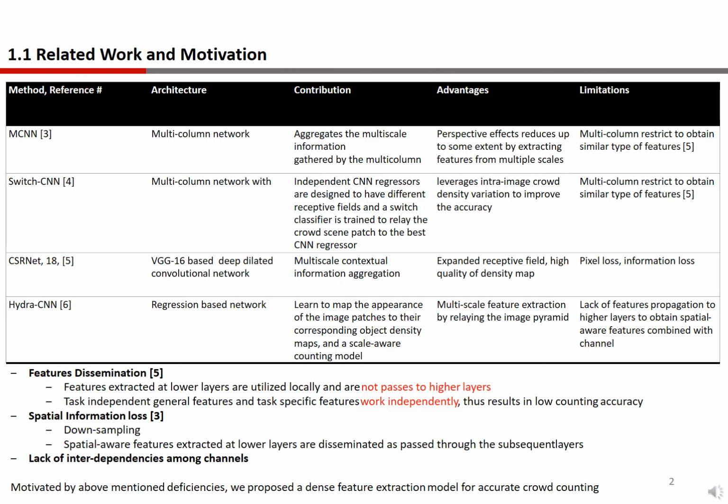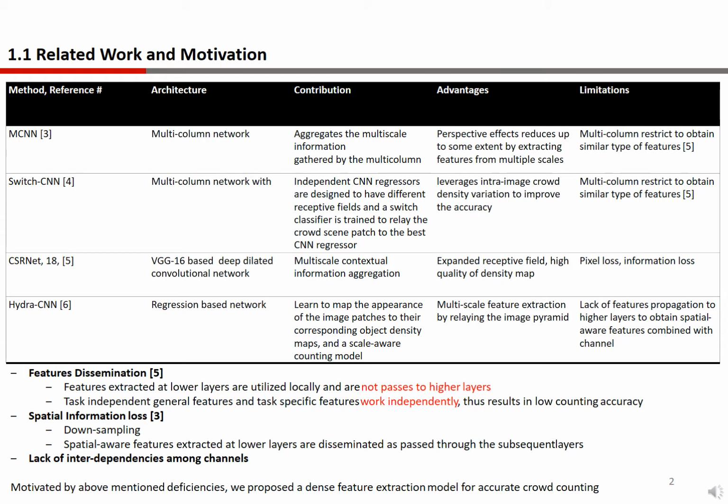Next is Hydra CNN, a regression based technique. It is basically a scale aware, multi-scale feature extraction model which depends upon the image pyramid. The images are fed in the shape of a pyramid. However, it has some limitation in terms of propagating the information to higher layers and transferring the task independent features to task specific features, especially at higher layers.